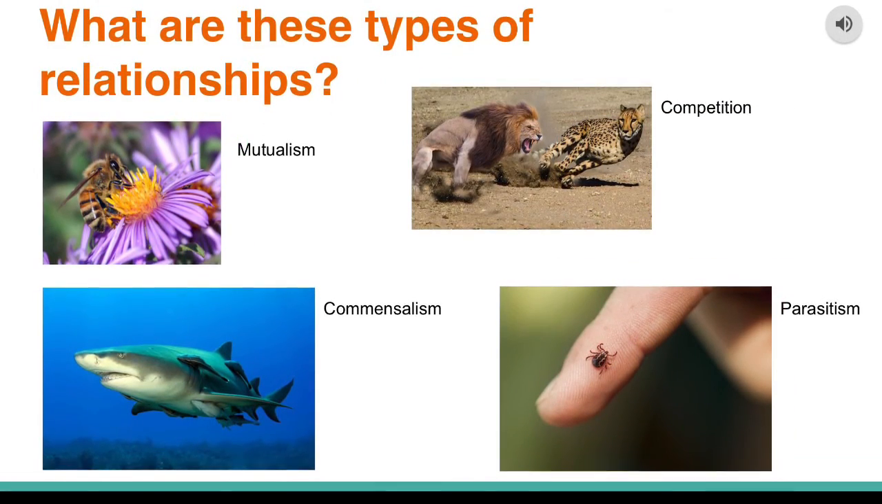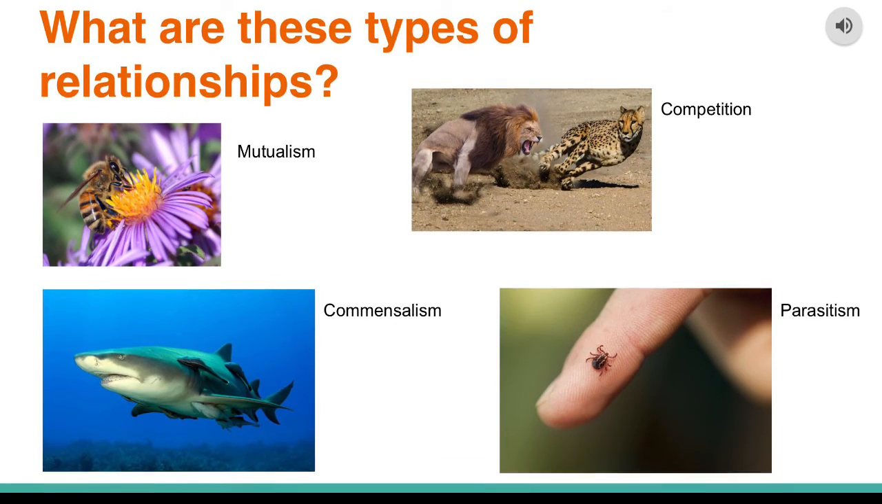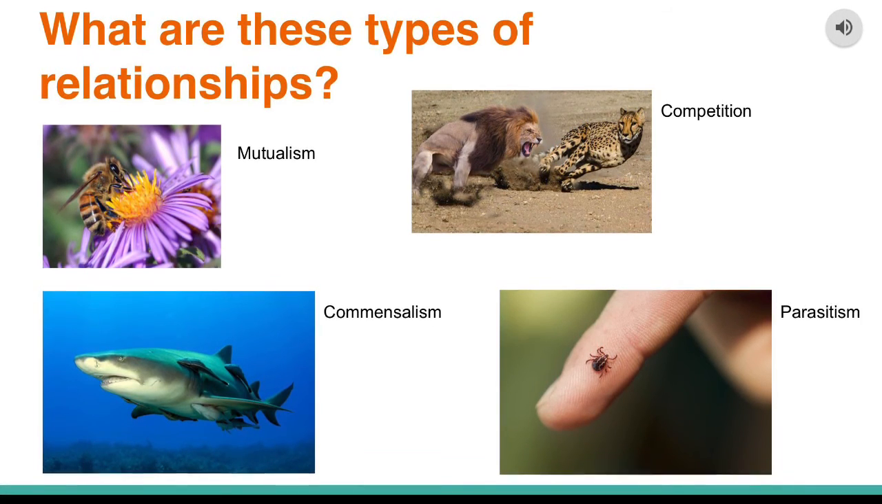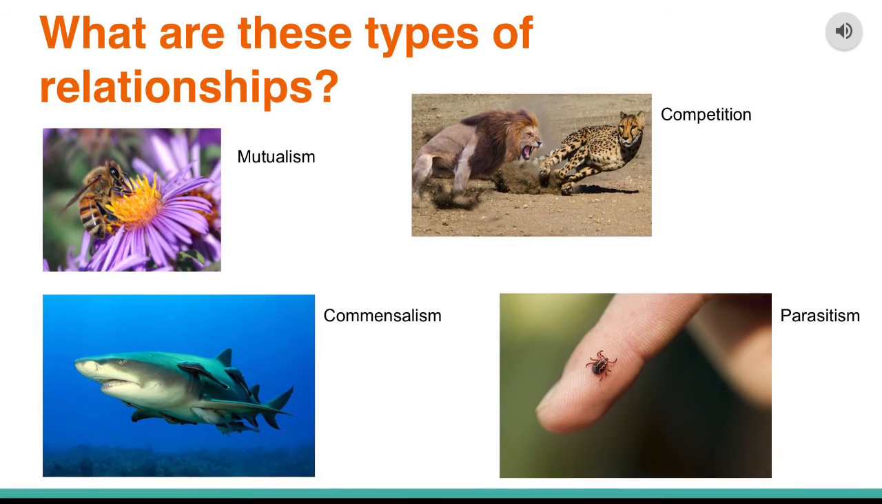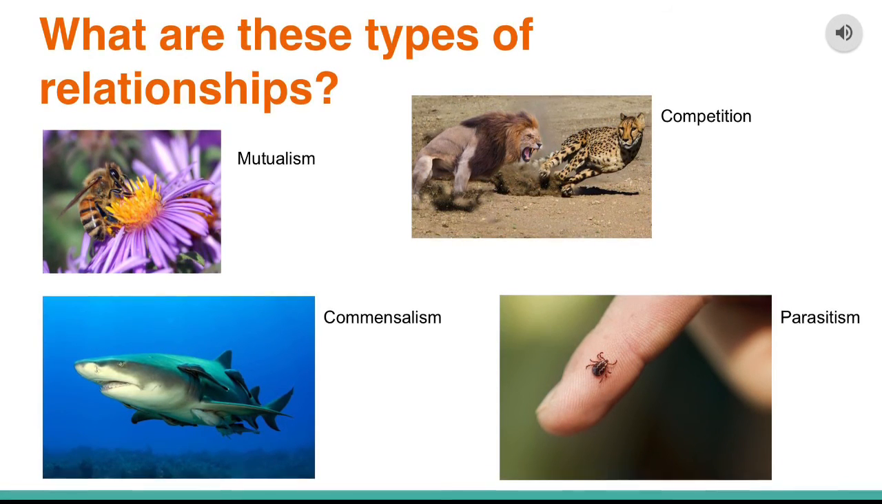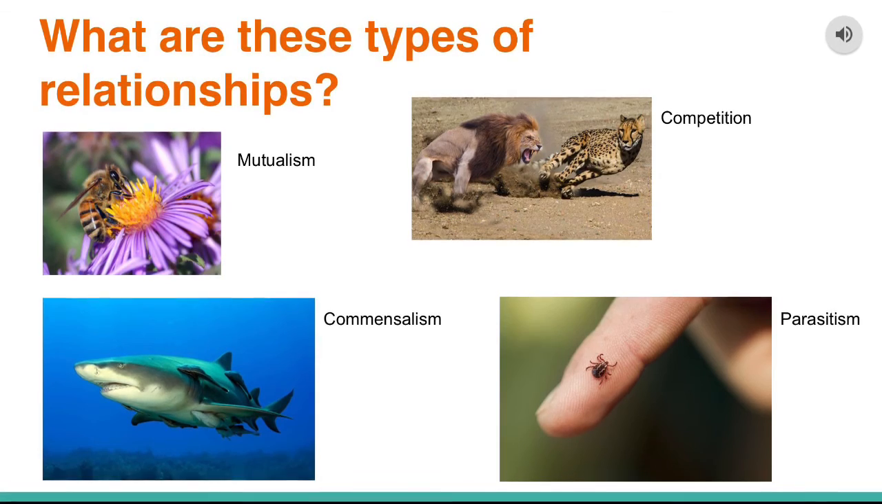What are these types of relationships? Mutualism, competition, commensalism, parasitism.